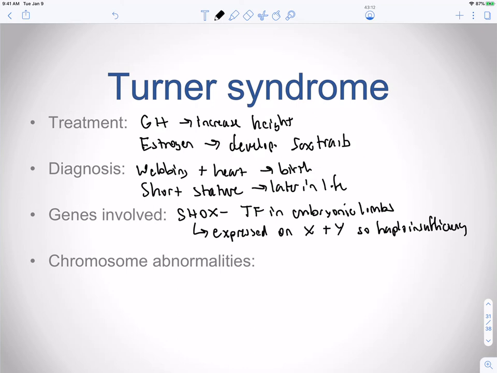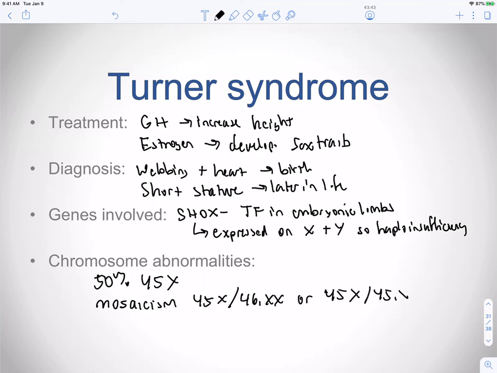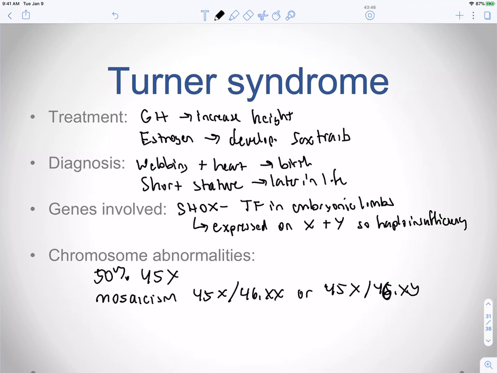They also have chromosome abnormalities, so 50% are going to be 45X. And then you have some mosaicism also allowed. So you might have a 45X/46XX, so that means that some cells will be normal, some cells will have a monosomy. Or you can be a 45X and a 45XY, 46XY. Or you can have a structural abnormality. So this can be a partial deletion of the X, in which the full chromosome is not deleted.